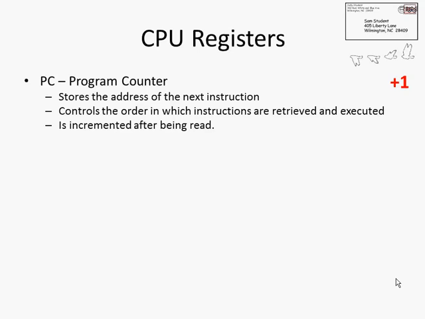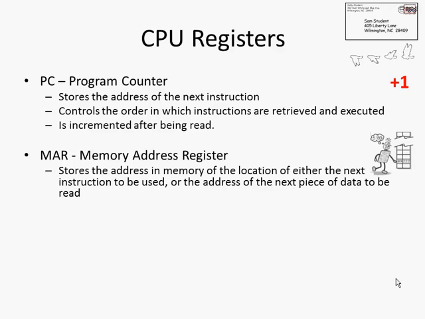So hopefully, having seen, albeit in an extremely basic program, how those registers are updated and how those registers interact with that program we built in the little man computer, that's going to be useful in getting your head around some definitions of those registers, such as the program counter stores the address of the next instruction, controls the order in which instructions are retrieved and executed, and as we saw, is incremented after being read. The MAR stores the address in memory of the location of either the next instruction to be used or the address of the next piece of data to be read.